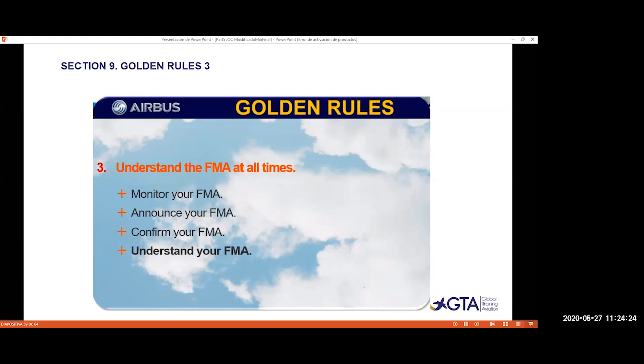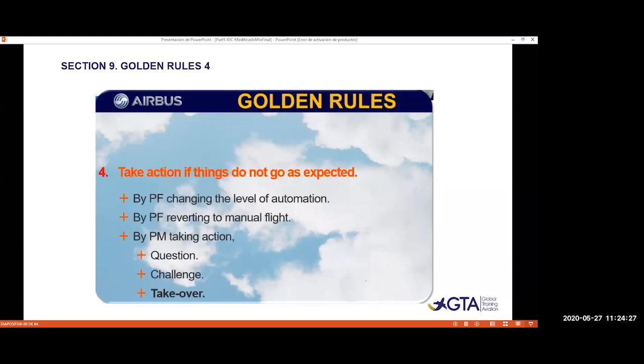So this is the third golden rule. The fourth one: please, if things are not as you expected, take control. Take action. You cannot say, okay, I already activated the approach, the aircraft is going to intercept the localizer. Oh, it's not intercepting. Oh, no. Take control. Maybe disconnect the autopilot and turn immediately.